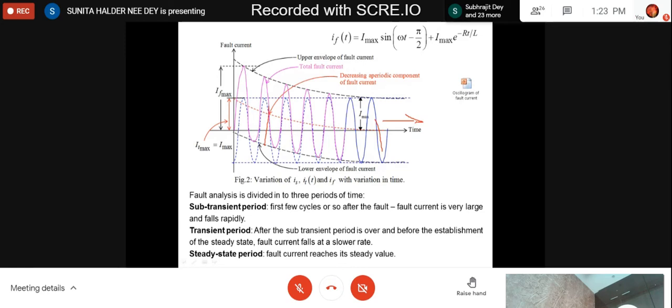But obviously it does not depend only on this criterion. Depending on the severity of the fault and the position where it has occurred, we may have to disconnect the circuit in the sub-transient period also. Okay, understood? Yes, ma'am.